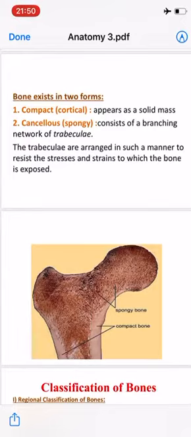Secondly, cancellous or spongy bone consists of branching network of trabeculae arranged like a network of small plates. These are arranged in such manner to resist the stresses and strains to which the bone is exposed.